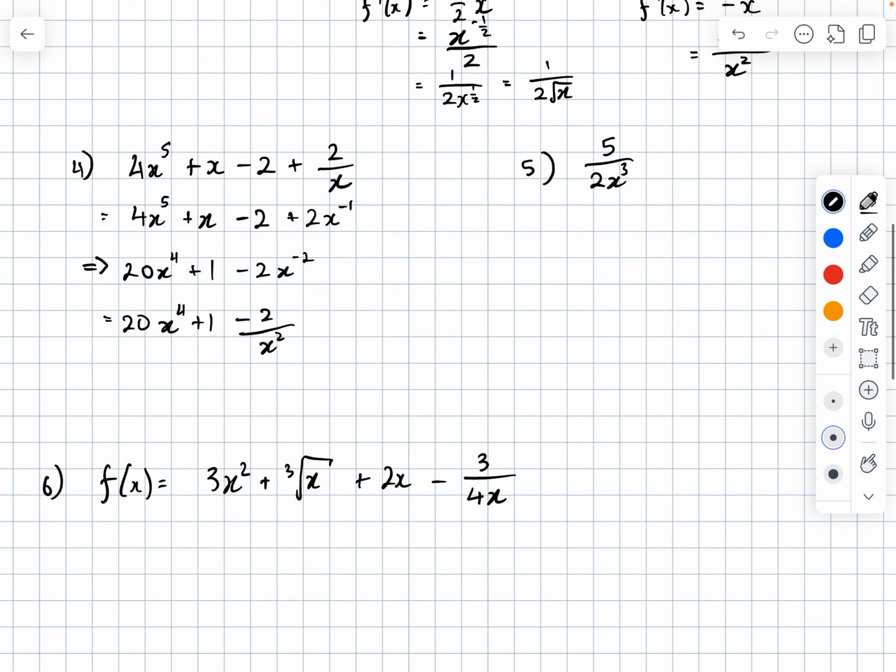Number 5, we'll use that same trick there. We're going to bring the variable up, only the variable. So this is the same as 5x to the power of -3/2.